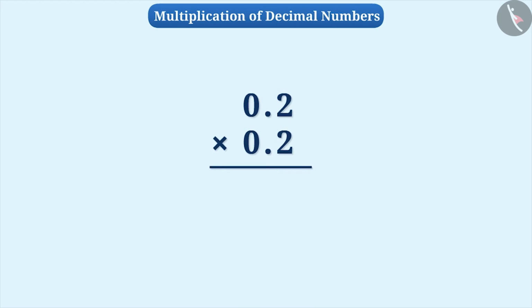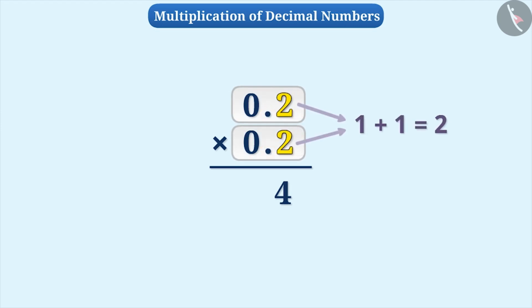In this method, we will place the given decimal numbers one below another. Here we ignore the decimal point and carry out their multiplication as that of whole numbers. We will obtain the answer as 4. Then we will check the number of digits after the decimal point in the given numbers to be multiplied, which is 1 plus 1 is equal to 2. So, in the result, we will place the decimal point counting 2 digits from the right side.